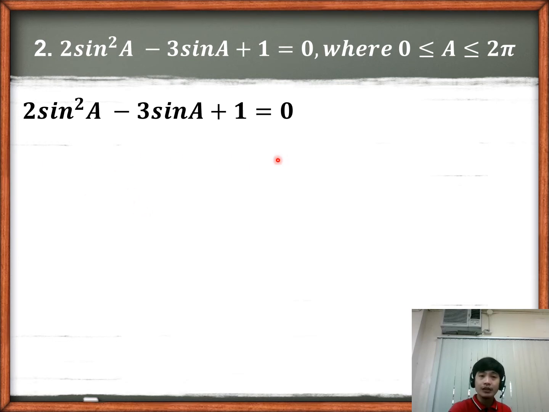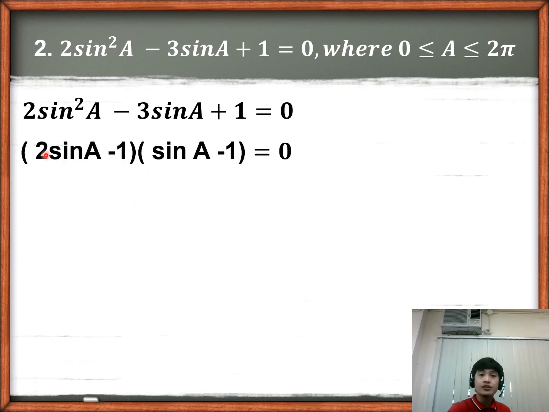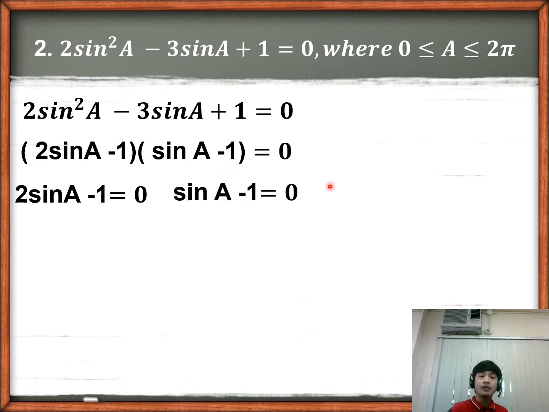Pag pinactor natin ito, that is 2 sine A minus 1, quantity sine A minus 1 equals 0. Alam natin na ang next step sa pag-factor ng quadratic equation na ina-apply natin sa trigonometric equation is to set each factor to 0. What does it mean? Yung first factor, isa-set natin sa 0. That is 2 sine A minus 1 equals 0. We will also set the second factor to 0. So that is sine A minus 1 equals 0.